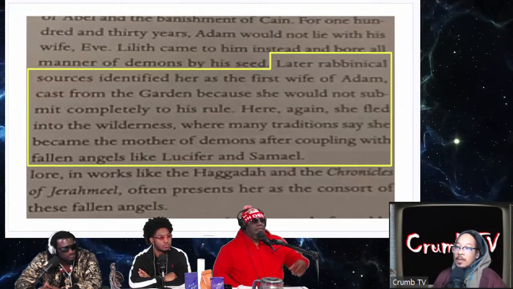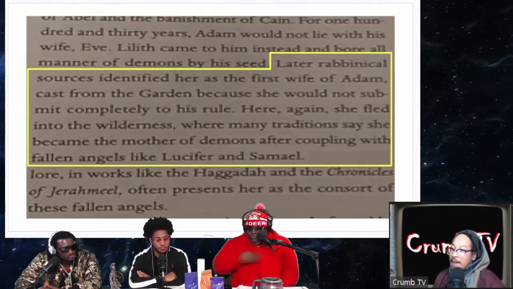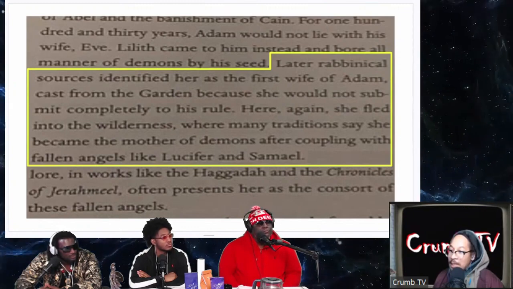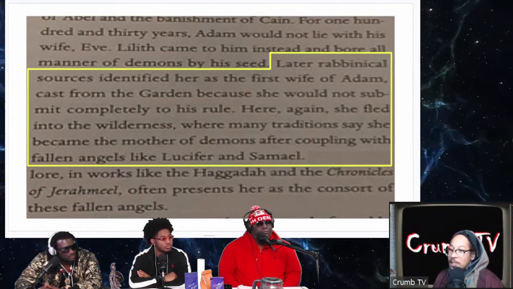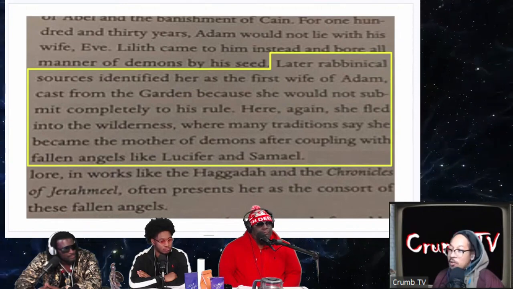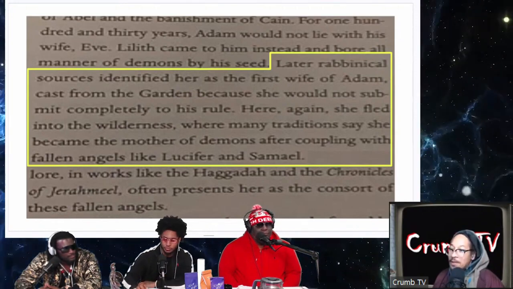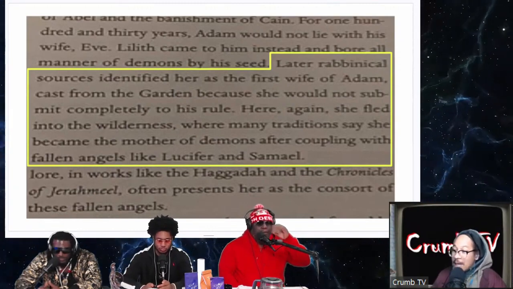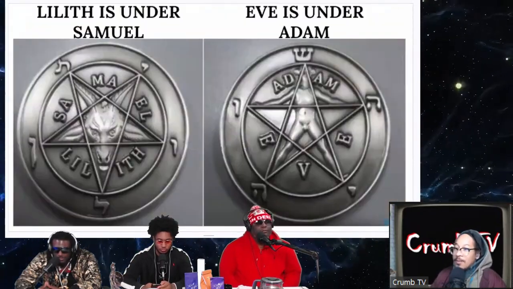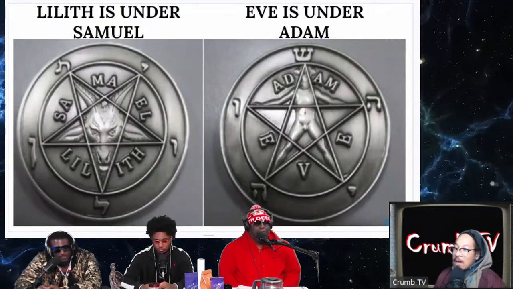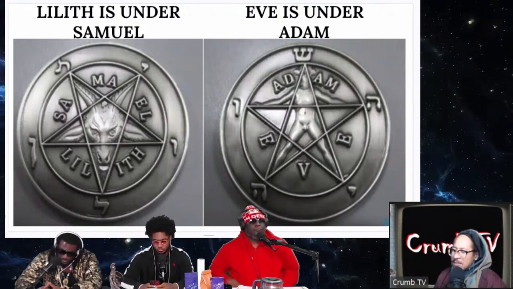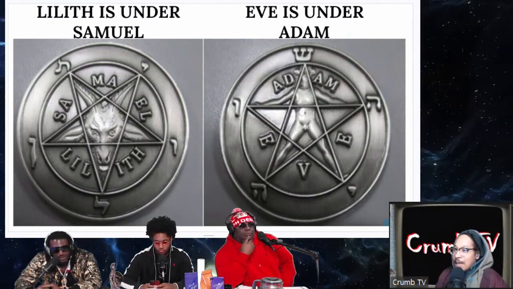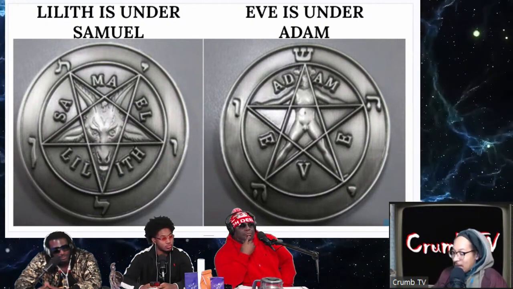Later rabbinical sources identify her as the first wife of Adam, cast from the garden because she would not submit completely to his rule. Here again, she fled into the wilderness, where many traditions say she became the mother of demons after coupling with fallen angels like Lucifer and Samael. So after Lilith left Adam, she hooked up with Samael, and Adam got with Eve.